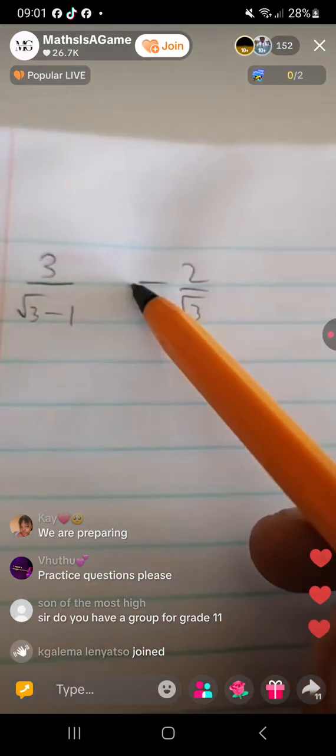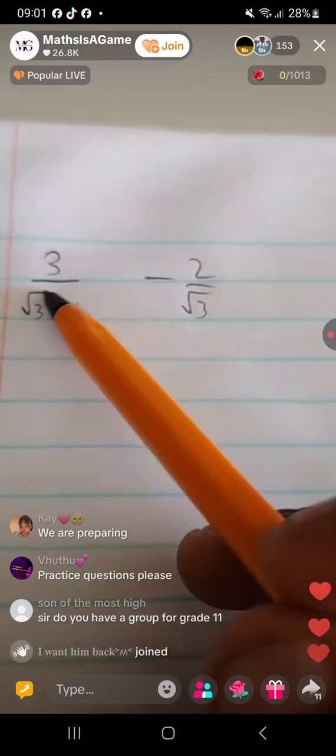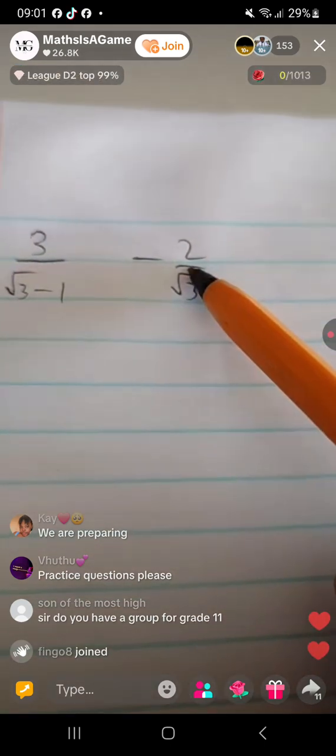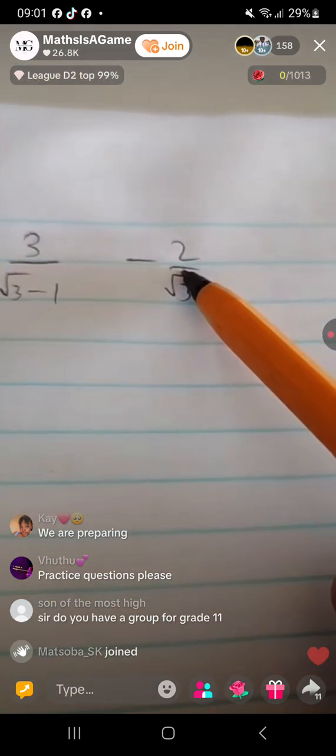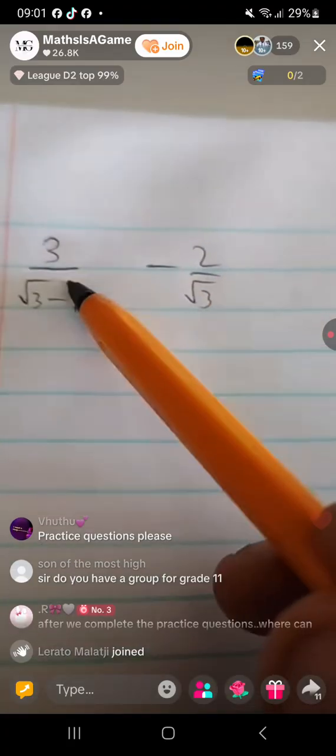Here we are dealing with the addition or subtraction of fractions.